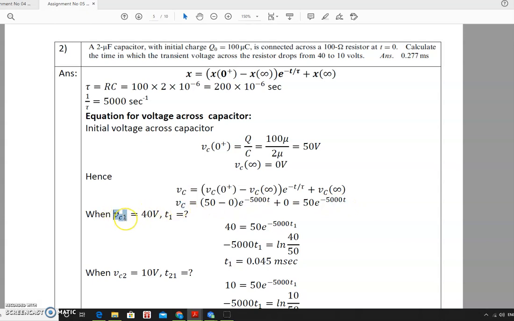So at what time will Vc attain 40 volt? I will substitute Vc equal to 40, then calculate the time t1. Taking the 50 to this side, 40 divided by 50, take the natural log of 40 by 50, divided by minus 5000, and this will give me the time. Time is equal to 0.045 millisecond.